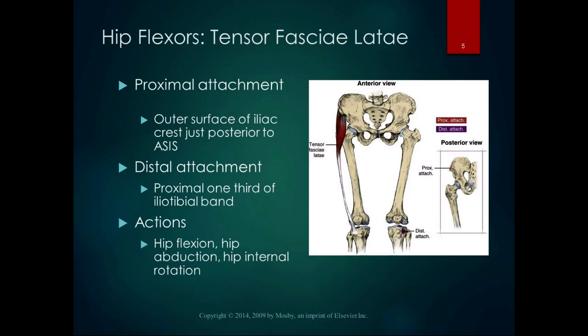It originates on the outer surface of the iliac crest, just posterior to the ASIS, so it's like the next door neighbor of the gluteus medius. And the distal attachment is on the iliotibial band, because it tenses that band. So it gets the superior gluteal nerve, just like the gluteus medius, and I think of it as like neighbors who share a Wi-Fi connection. So it's the neighbor of the gluteus medius, and they share innervation with the superior gluteal nerve.